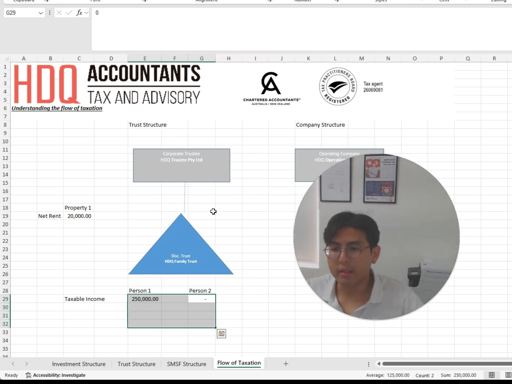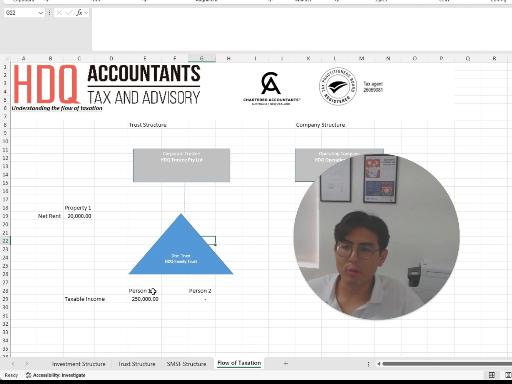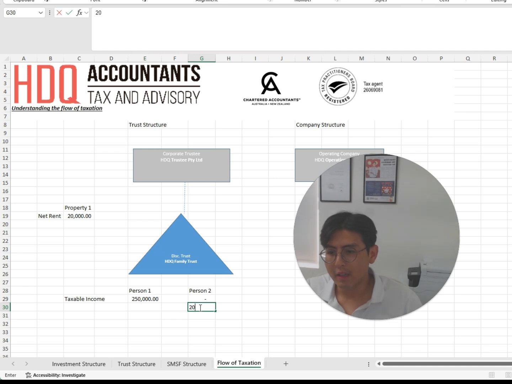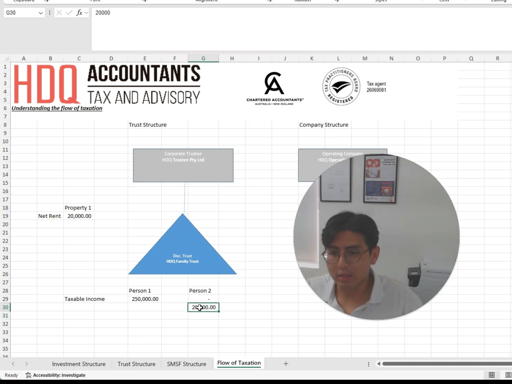What that would mean is if we wanted to get a favorable tax outcome in this example, the controller of the trustee would say, hey look, I want to distribute all of the benefit that HDQ Family Trust holds to person 2 so that we can lower our average rate of tax downwards. Because person 2 isn't working, once we add on their $20,000 benefit, their taxable income will end up at $20,000, which means that they probably don't have any tax to pay after your low income tax offsets.